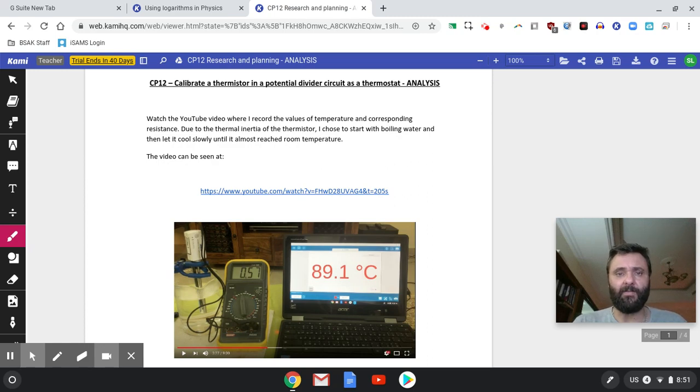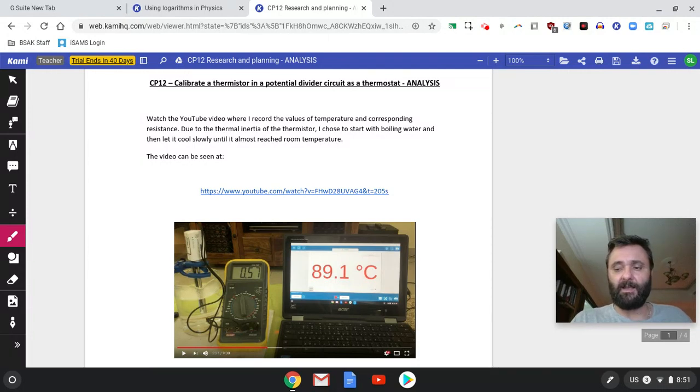Guys, let's have a look at the analysis for the thermistor core practical, which is a bit more complicated because we need to use logarithms. So let's have a little look at this.